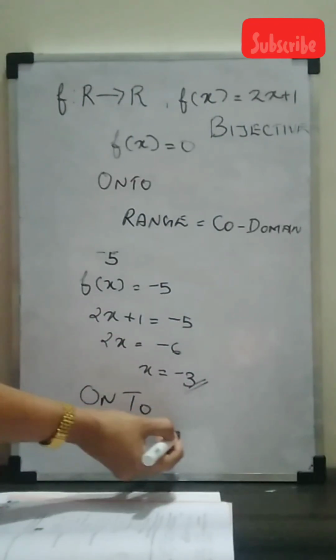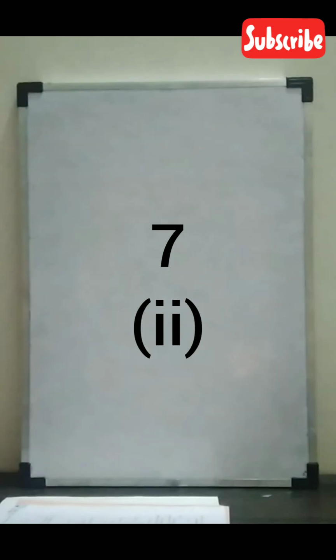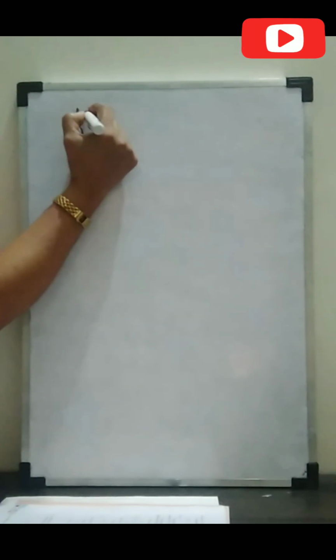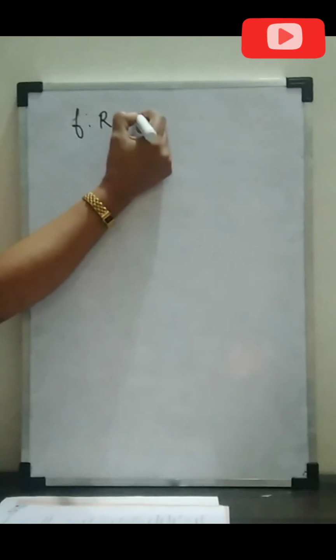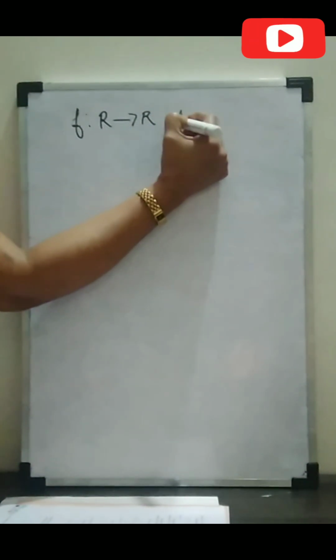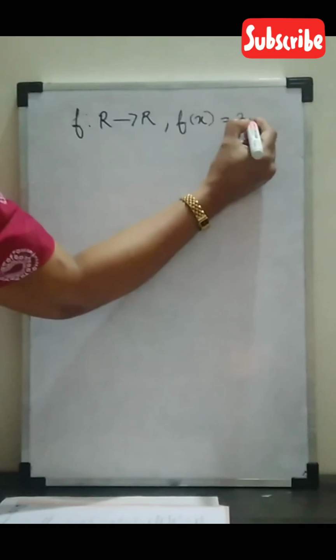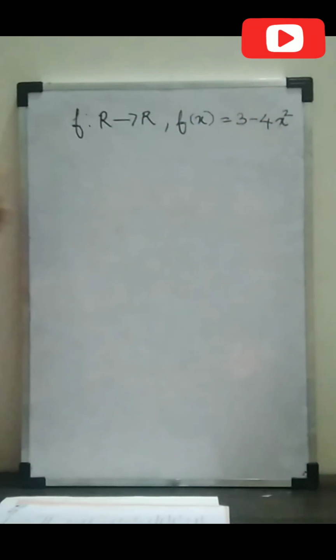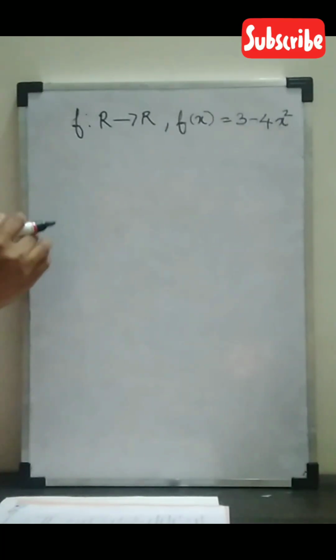I think you have understood this sum. What is the second part of the 7th question? f from R to R defined by f of x is equal to 3 minus 4x square. We need to check whether it is bijective or not. Okay, so they have given f from R to R, real numbers to real numbers, which is defined by f of x is equal to 3 minus 4x square.